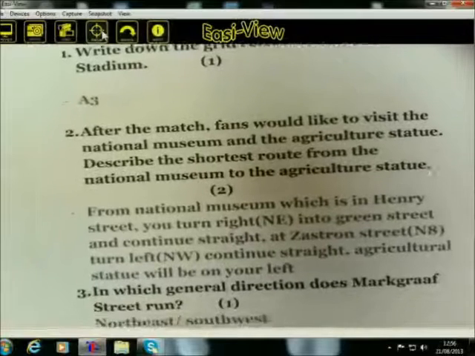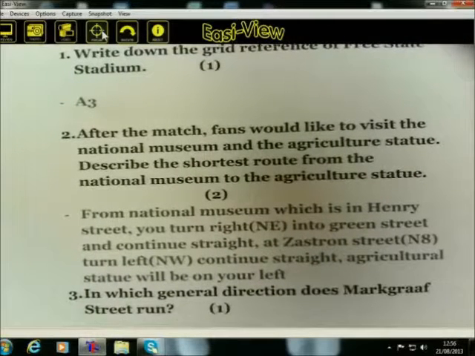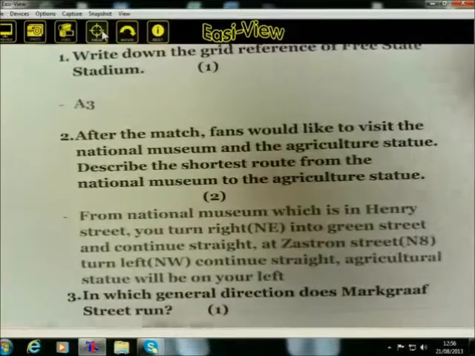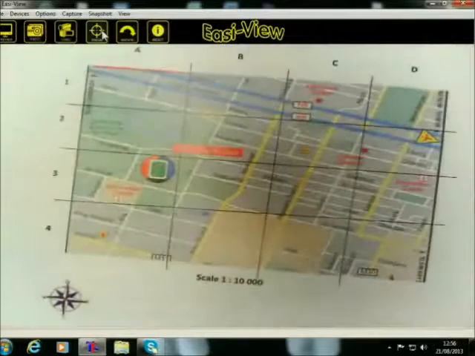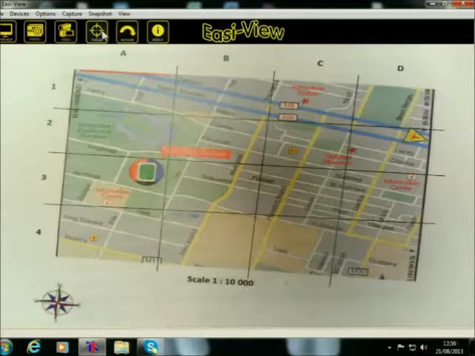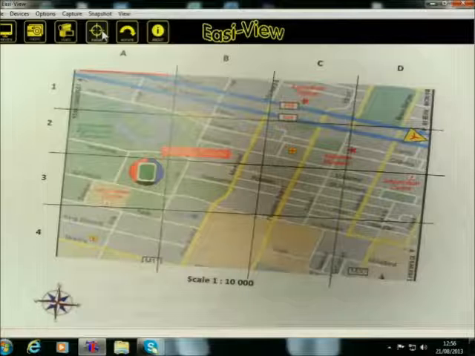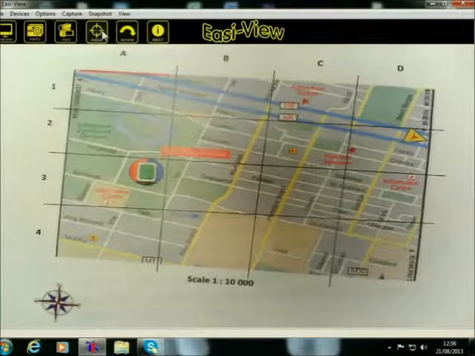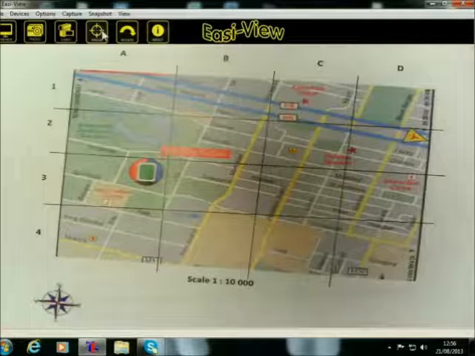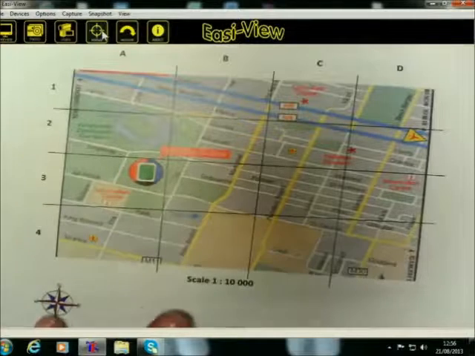Now the next question there, which normally counts 1 mark. In which general direction does Maghraf Street run? Let us go to the map. Please look carefully. Grade 12s, remember you have 3 hours to answer the question paper. There's no need for you to rush. Look carefully at the map, and there is no way that you'll be asked about a street that is not there. So please look carefully and make sure that you find the street.